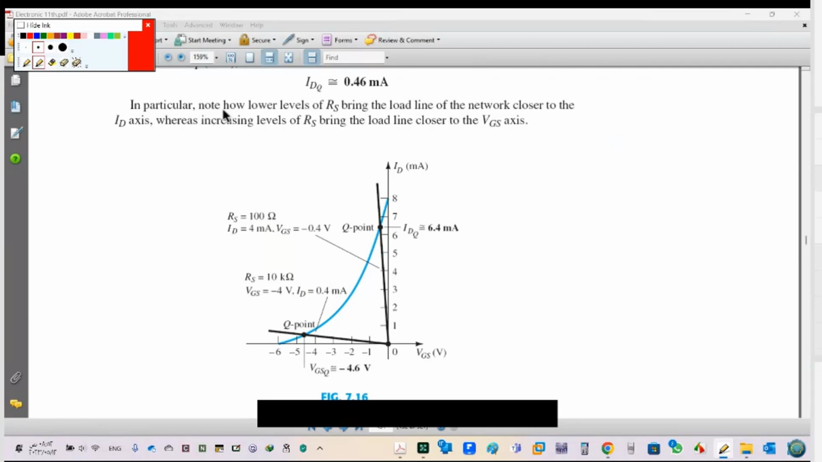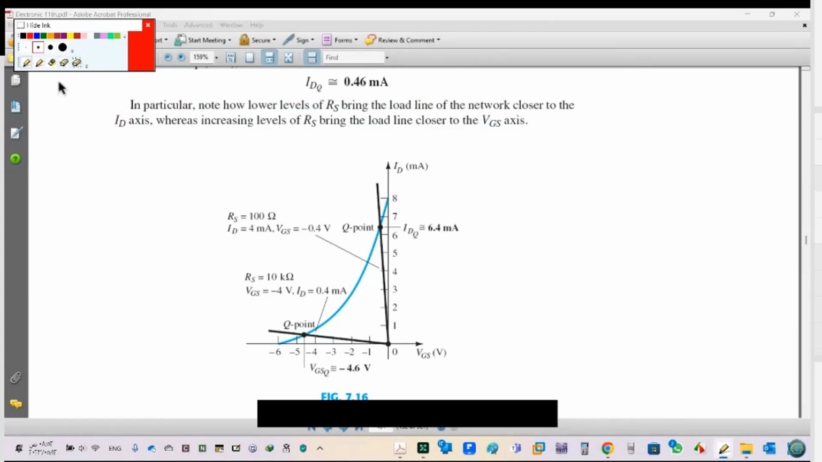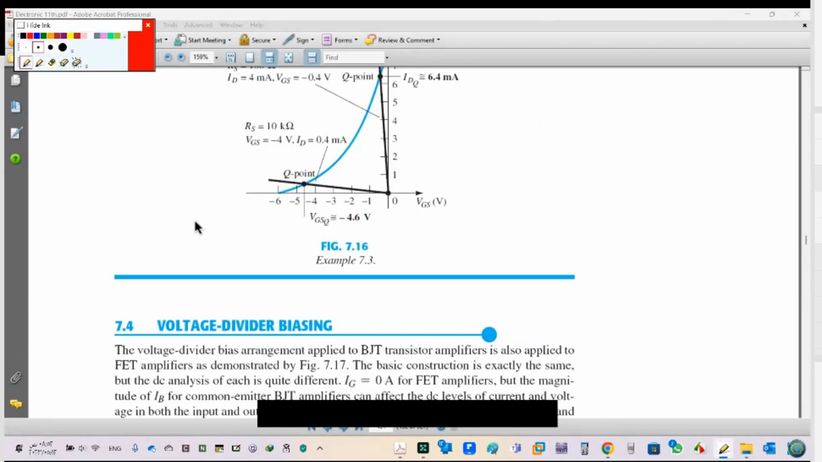In practical note, a lower value of RS brings the load line of the network closer to the ID axis, whereas increasing the value of RS brings the load line closer to the VGS axis, and that's what I said. So you have to work in the middle. You have to select 1 kilo.